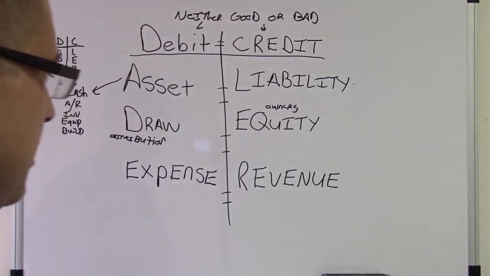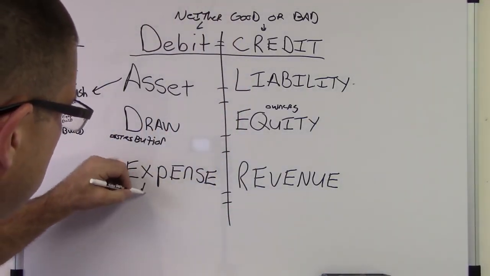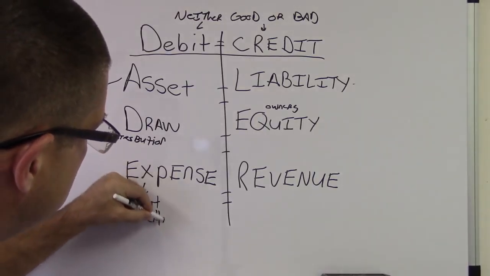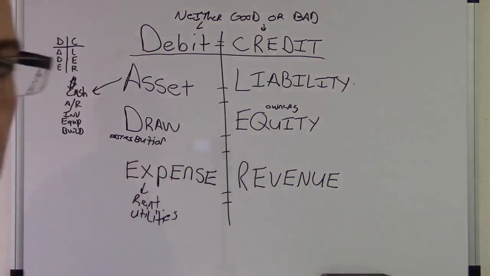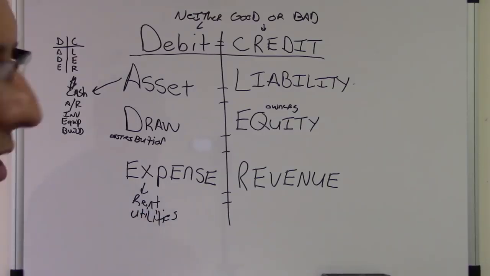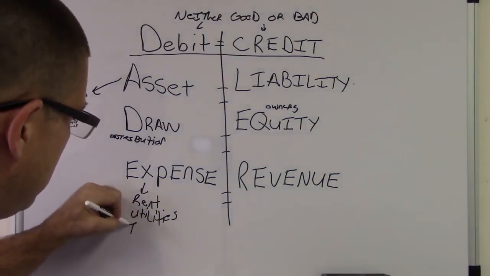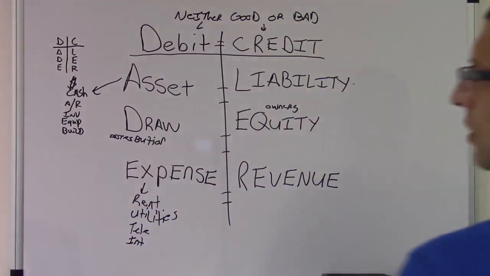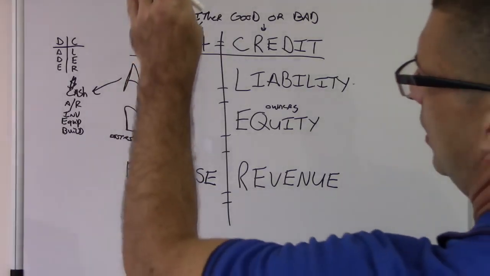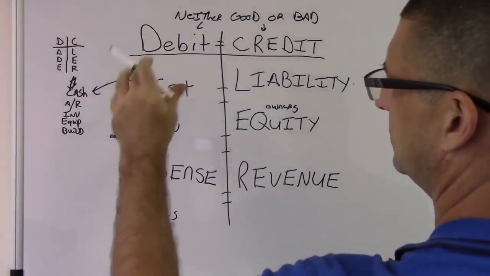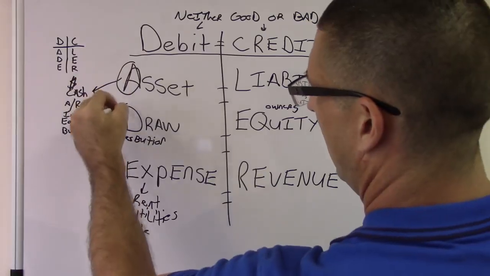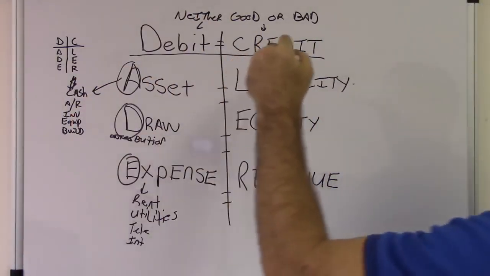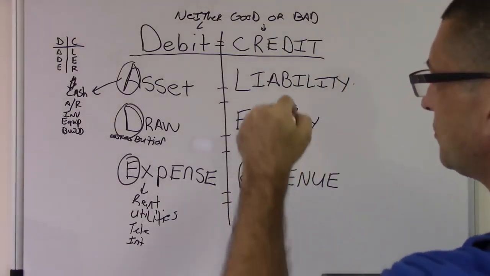We'll just say rent, utilities, and such and such, telephone, internet. All right. So now these are all positive debits. AID, DC AID. Now let's go with LER.